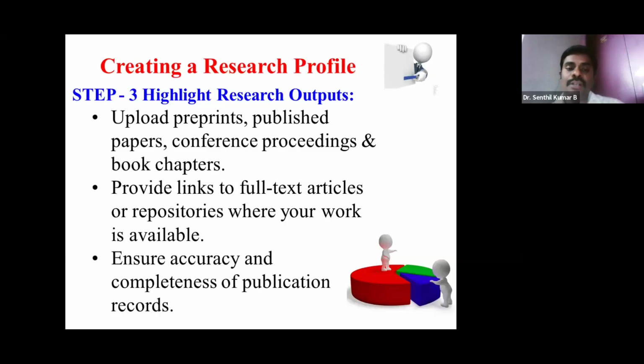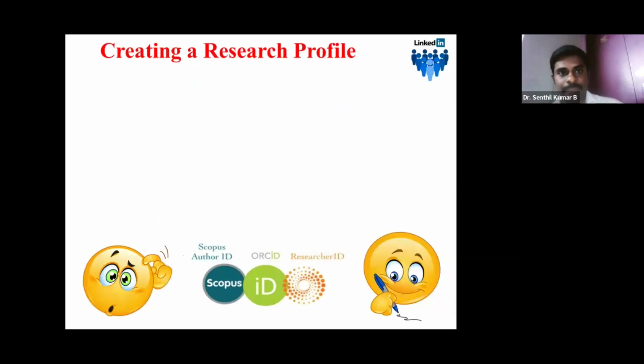You can get more citations when you upload the full text articles. And please ensure accuracy and completeness of publication records. Sometimes we upload in the middle and just stop adding the details, and it stays incomplete. At that time it will not be sufficient for researchers to collaborate, to contact you, or to use your publication as a reference work. So see to it that all your research outputs are highlighted and all the publication details are accurate and uploaded properly. So this is step 3.